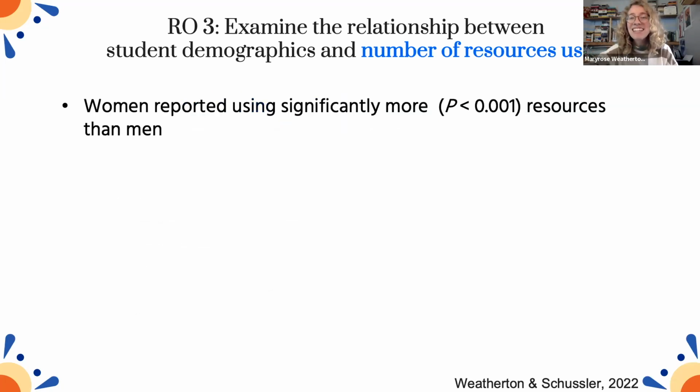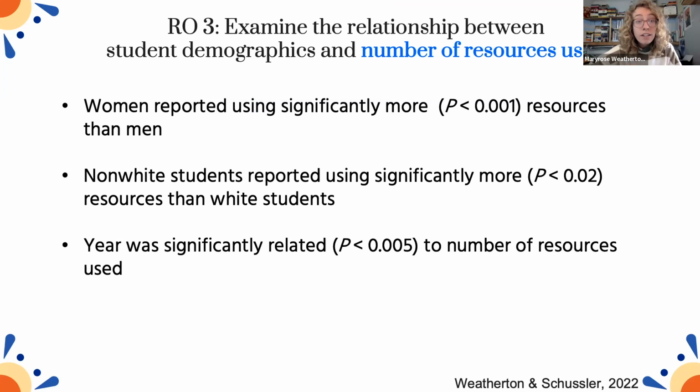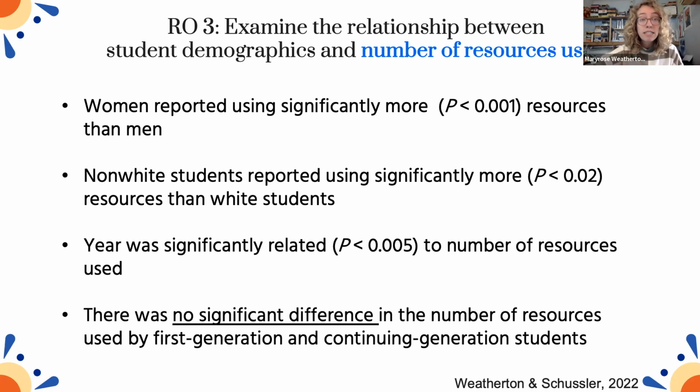After running this model, what we found is that women reported using significantly more resources than men. Non-white students reported using significantly more resources than white students. Year was significantly related to the number of resources used, with a general trend that as year in program increased, the number of resources that students used decreased. And finally, we found that there was no significant difference in the number of resources used by first and continuing generation students. Okay, so those are all our results in terms of number of resources used. We can see that demographics are pretty important in terms of how many resources students are using.